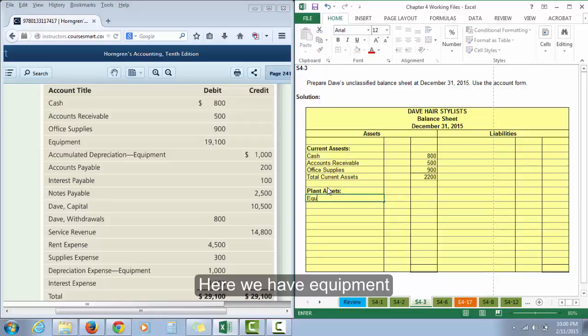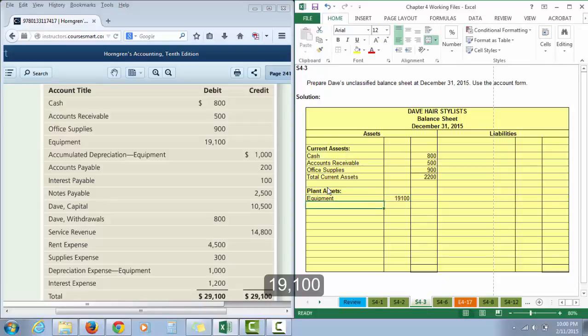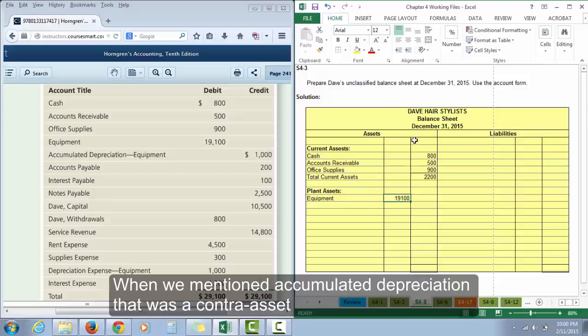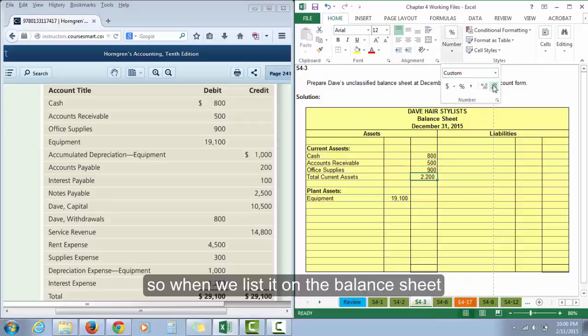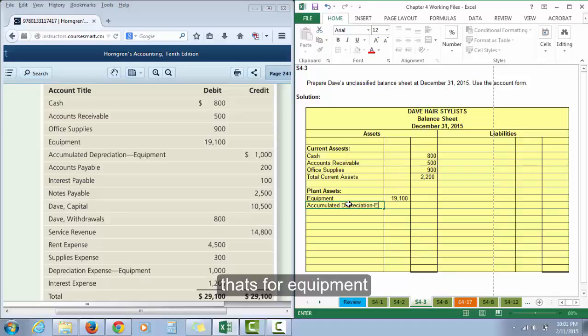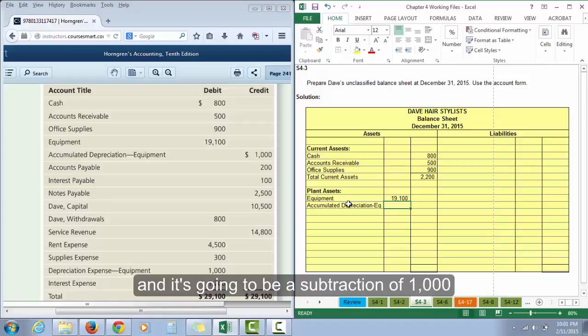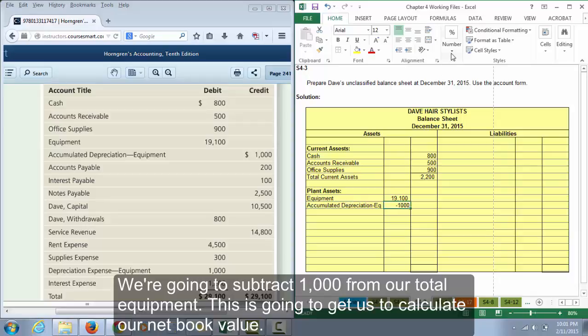So here we have just equipment, and it's $19,100. And if you remember us talking when we mentioned accumulated depreciation, that was a contra asset, and it reduces the total overall value of the assets it's associated with. So when we list it on the balance sheet, we're going to put it right here, accumulated depreciation, and that was for equipment. And it's going to be a subtraction, okay? So of 1,000, we're going to subtract 1,000 from our total equipment.